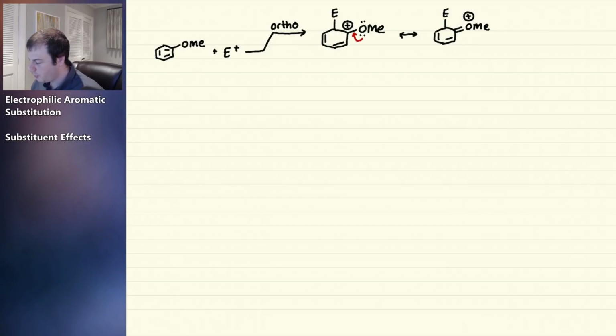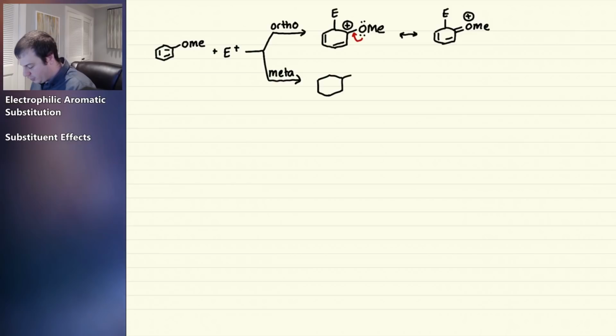Okay. Now let's look at what happens if we try and add meta. So meta. Okay, so again, here's our benzene ring. Here's our OMe group. Okay, so now let's add the substituent to the meta position. So if we do that, we're going to put the substituent, let's say, down here. Let's put the carbocation over here.